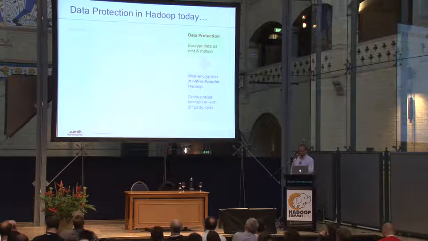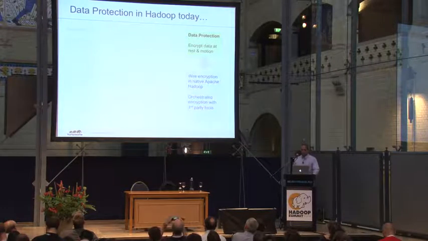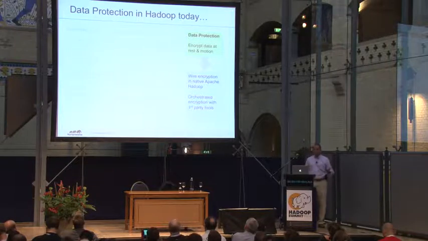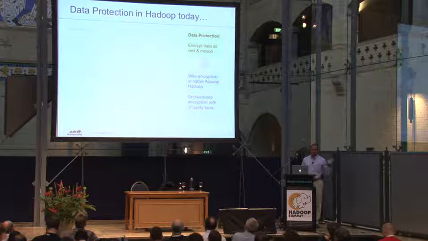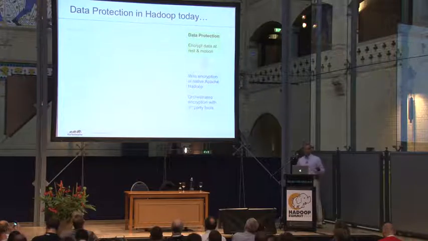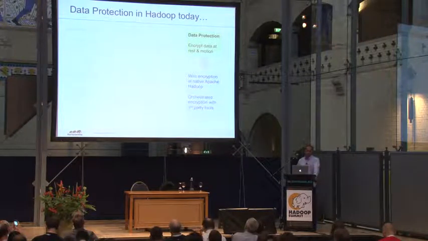So let's talk about data protection and what you can do with data protection. Recall that data protection is about encryption. Encryption happens in two phases. One is as the data is flowing through the wire or as the data is being transported. This is called encryption in motion, or data in motion, or wire encryption.